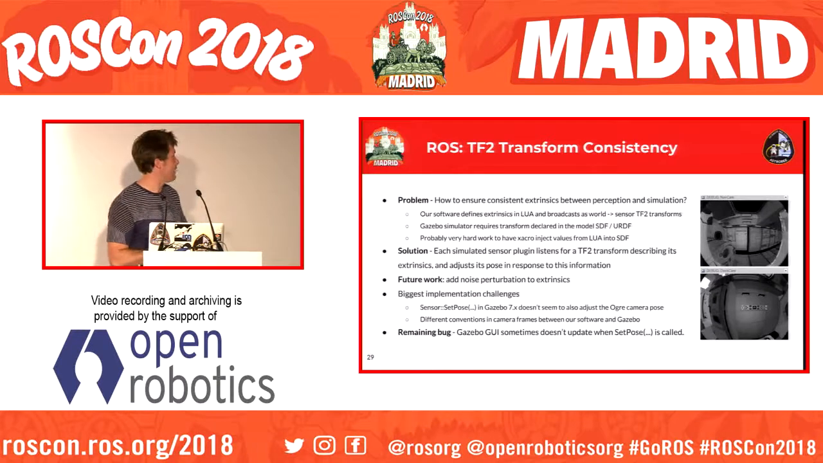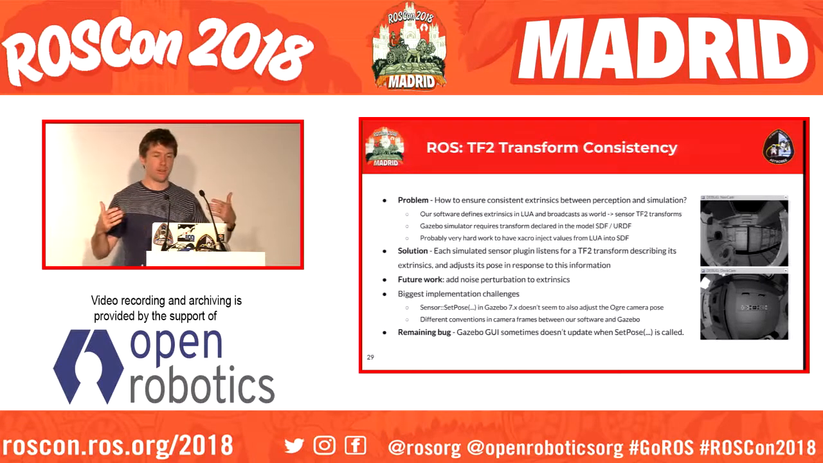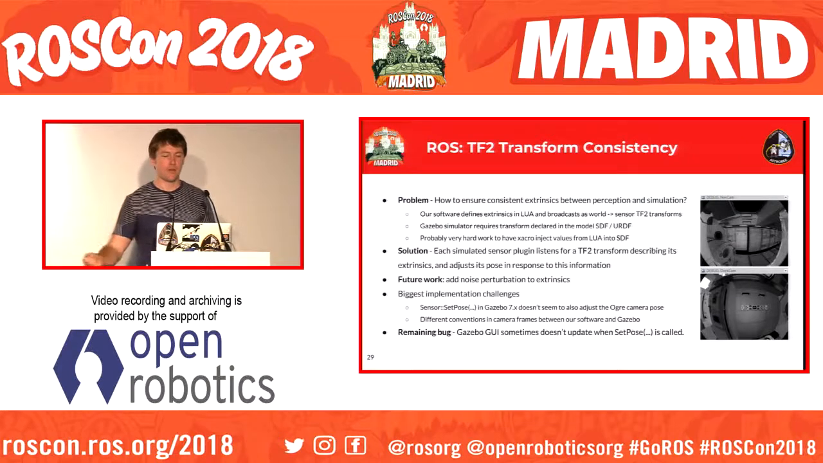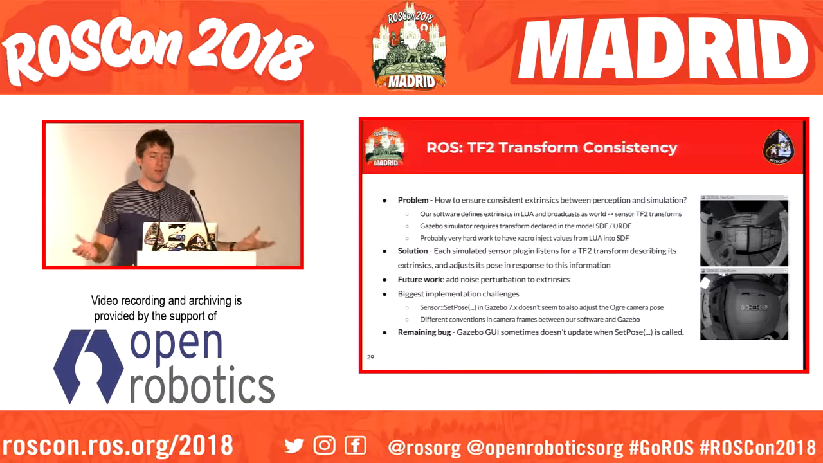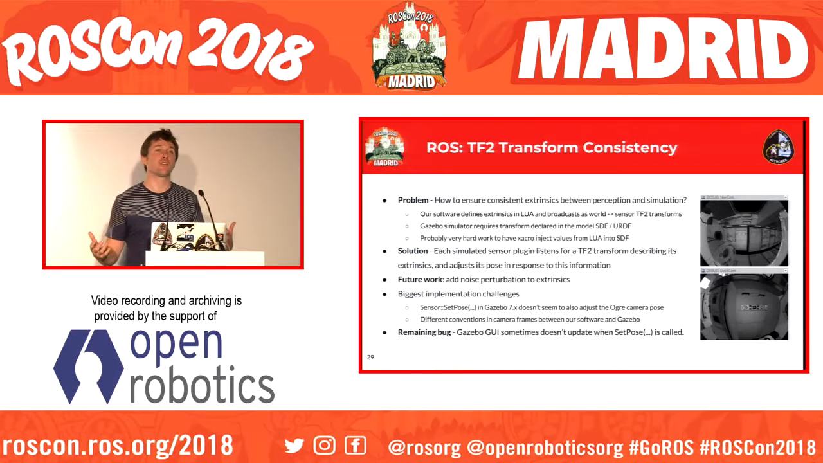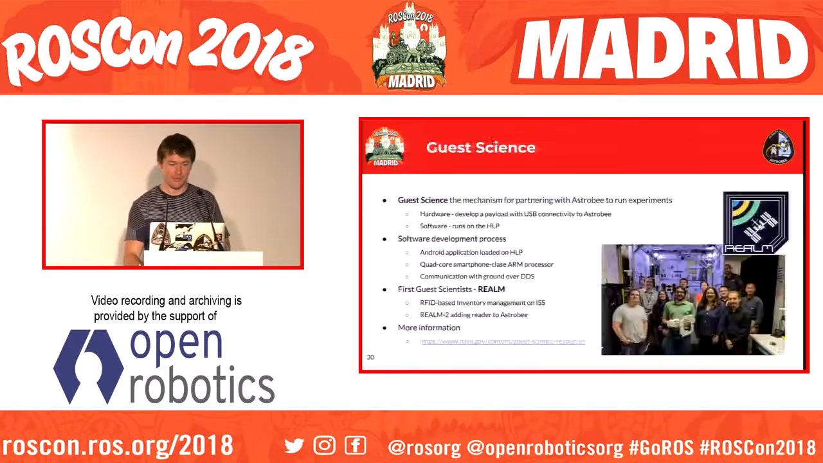And the last thing I'm going to cover is transform consistency. We don't want to have a mismatch between simulation and perception, and so it's very important for there to be consistent extrinsics between the two. And the problem is that Gazebo expects them in SDF, whereas we would normally express them as TF2 static transforms in flight software. So we had to find a way of syncing them, and I don't think I found a perfect way, but I would love to discuss. Anybody who's had a similar issue when having to deal with simulation, please come talk to me.